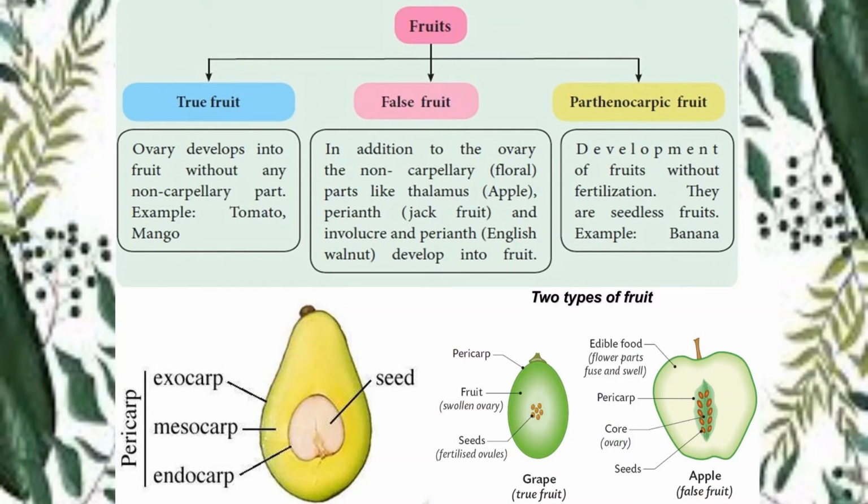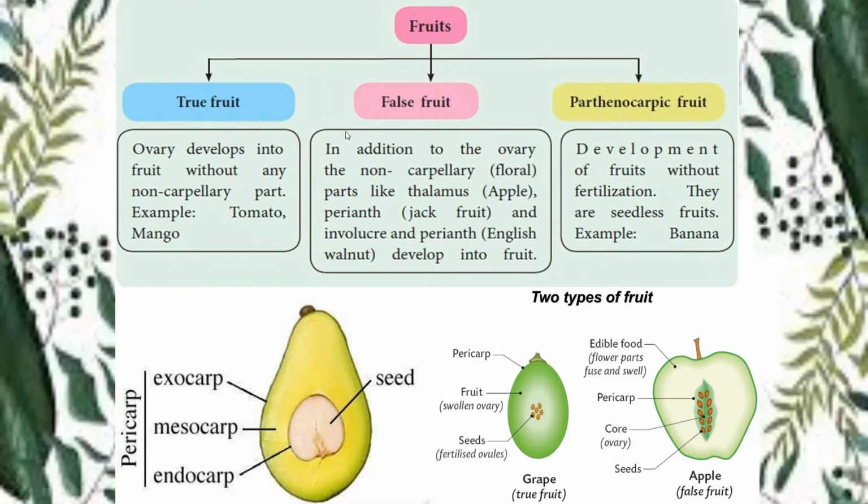Now moving to fruits. What are fruits? You have seen and eaten fruit. So what are its parts? Fruits can be of three types: true fruit, false fruit, and parthenocarpic fruit. In a true fruit, the ovary develops into fruit without any non-carpellary part. Clear? Mango and tomato are true fruits. Even grapes are true fruits.